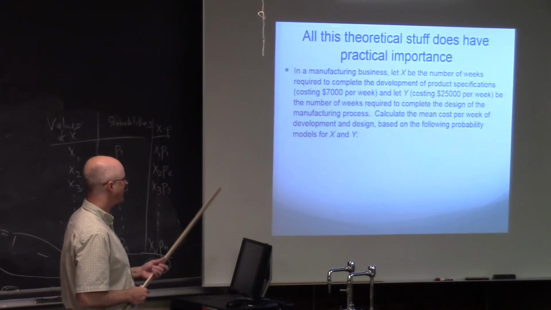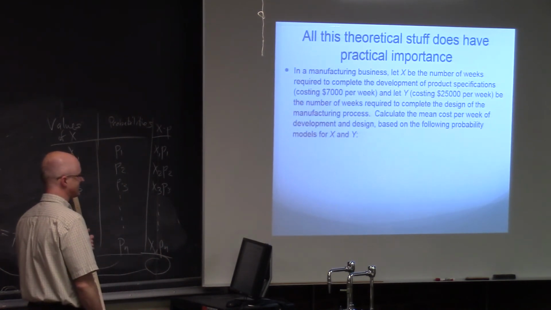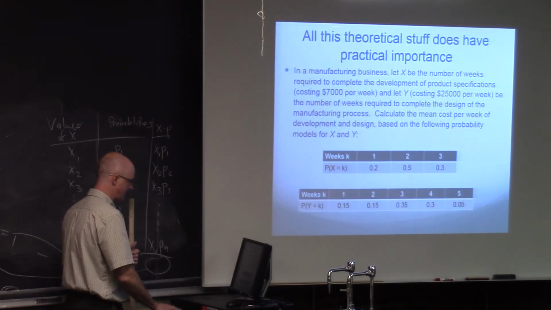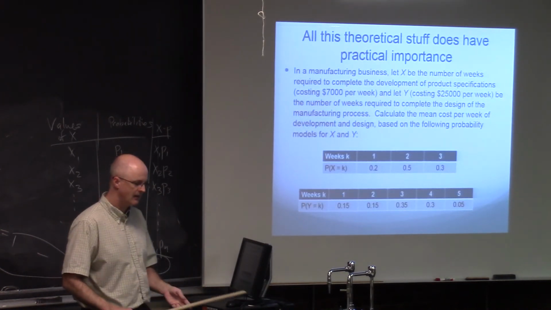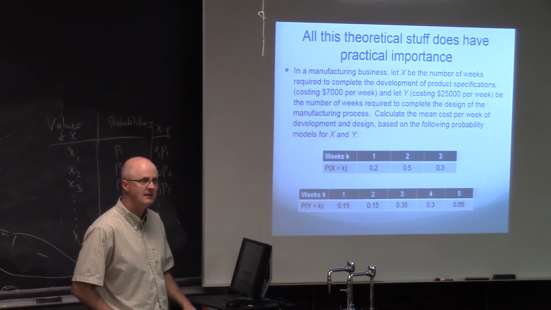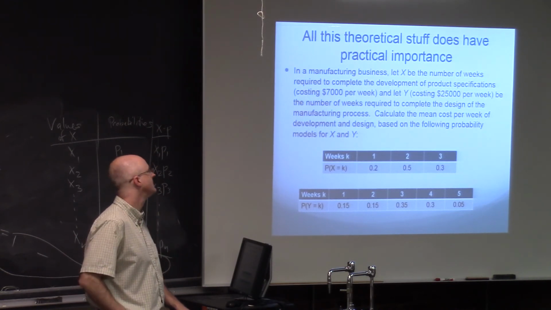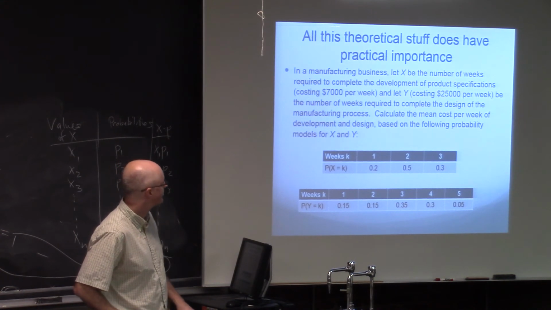The problem says to calculate the mean cost per week of development and design based on the following probability models for X and Y. These are discrete random variables here. They are numbers of weeks. We're pretending X can be 1, 2, or 3 weeks. It never takes longer than 3 weeks to decide on the product specifications.